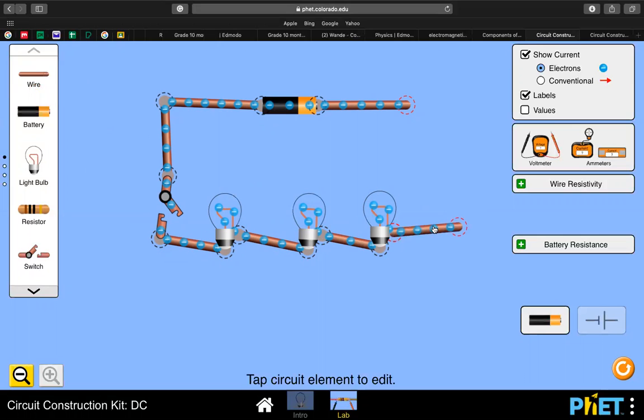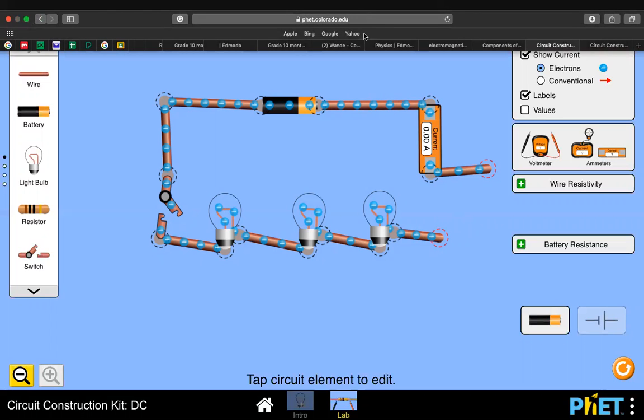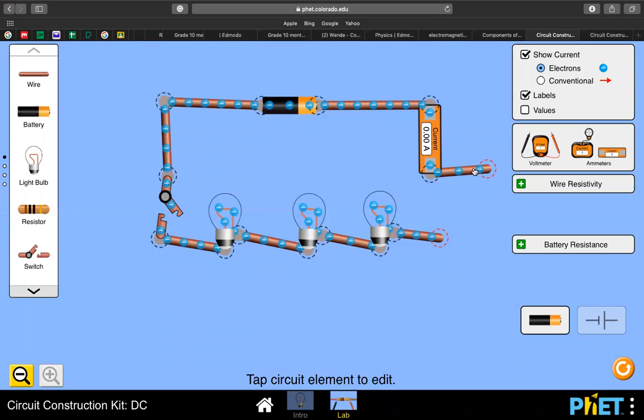All right, and let's say we place an ammeter here. What is the ammeter used to measure? What is our ammeter used here to measure? Current, right? Our ammeter here is used to measure current. Yes, exactly.